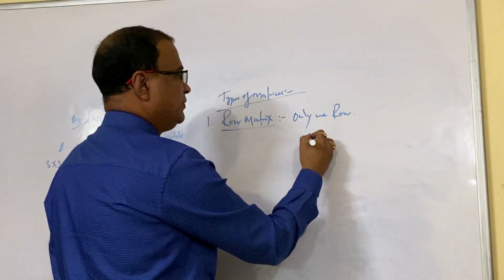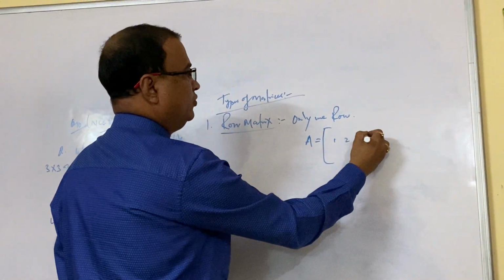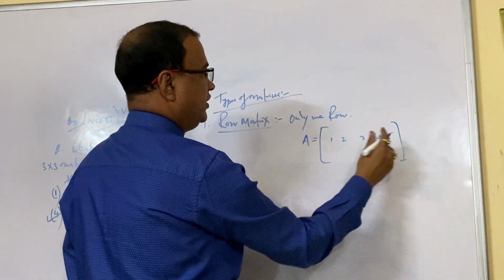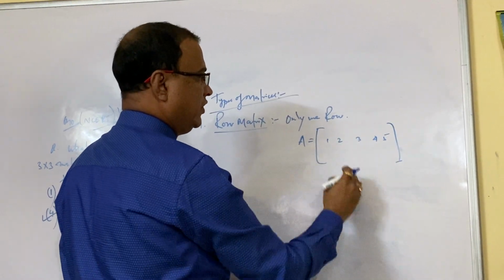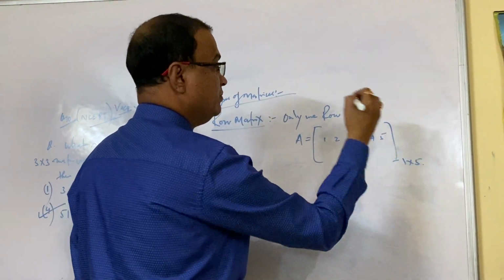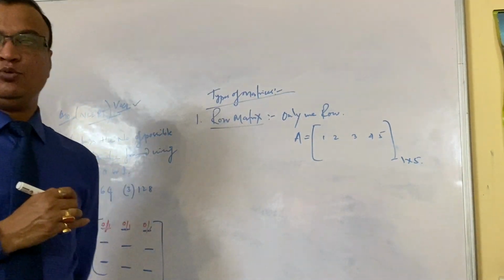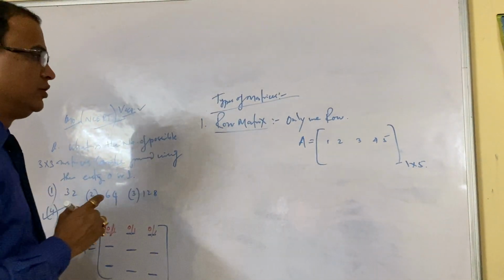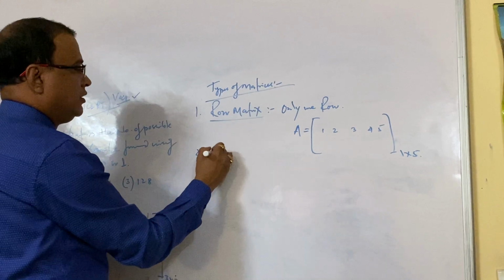So if you want to write this matrix, it will go like this: 1, 2, 3, 4, 5. So you can see there is only one row but 5 columns. So this is a 1 by 5 matrix. The order is 1 by 5. Why? Because there is only one row but there are 5 columns.